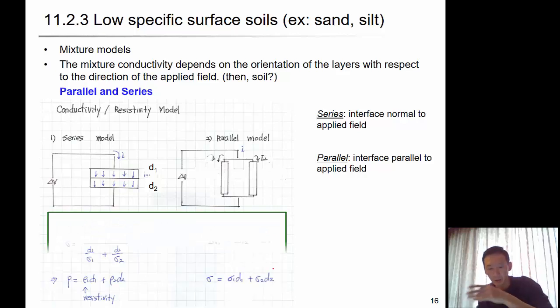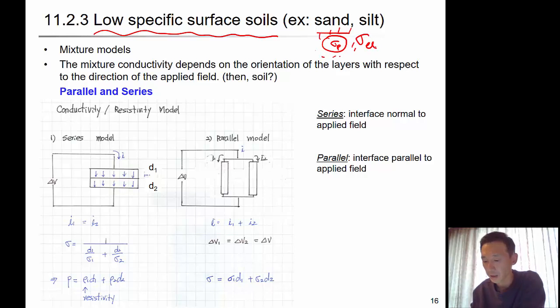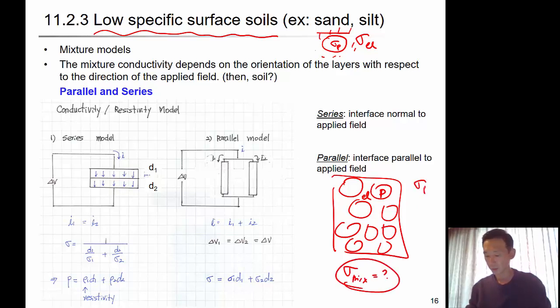Now let's think about the soil. Low specific surface soil is like sand, gravel, and silt. In this case, the particle has its own electric conductivity, and there is surrounding fluid, which is electrolyte, and it has its own conductivity. For example, if this is soil with a lot of solid grains inside, and this is the particle, and this is filled with water, then what is the electric conductivity of this medium? If we know sigma p, the particle electric conductivity, the electrolyte electric conductivity, and the porosity, can we estimate the mixture conductivity?